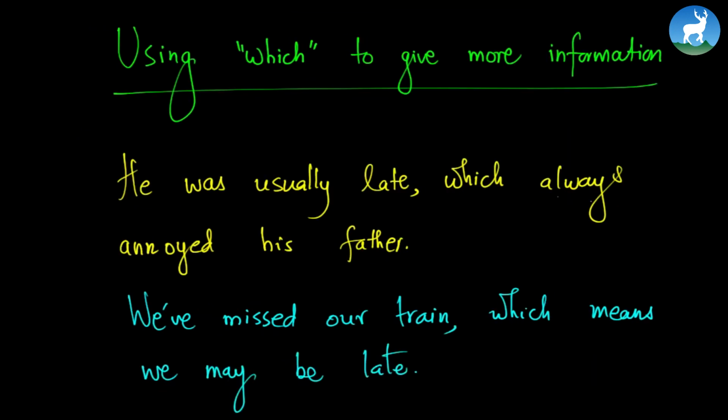Right. Now 2 more examples. Using which to give more information. He was usually late, which always annoyed his father. We've missed our train, which means we may be late. So using which to give some more extra information. Pretty easy. Right, this is how which is used to give more information. Pretty easy. There's a comma, so it is a non-defining relative clause.